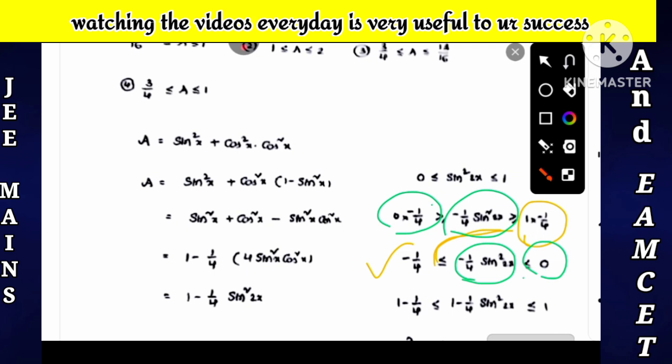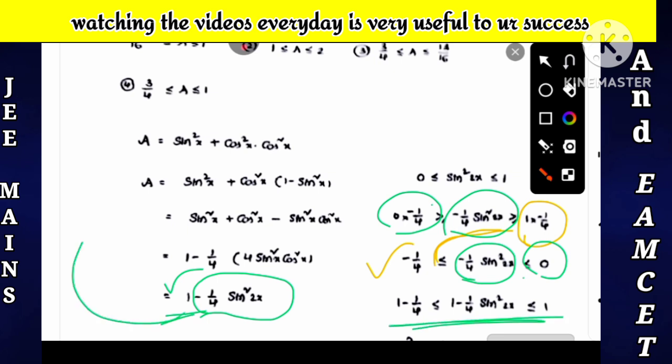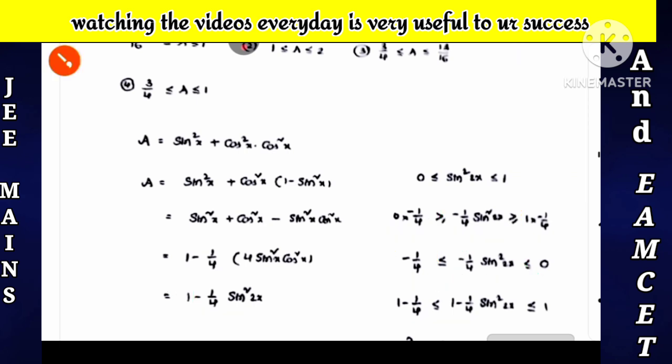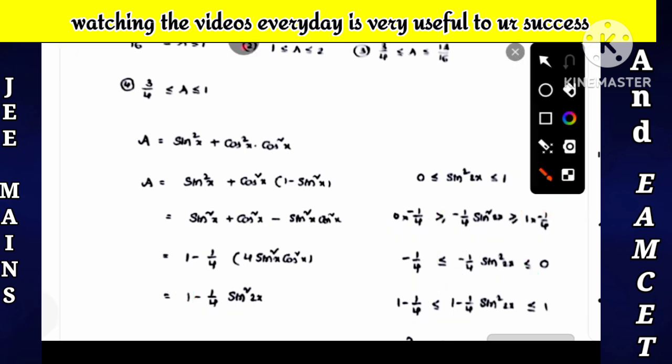Before the minus 1/4 into sin²2x you also have the 1 here. I am simply forming the function here, so add this 1 to this value. So 1 minus 1/4 is less than or equal to 1 minus 1/4 sin²2x, which is less than or equal to 1 plus 0.